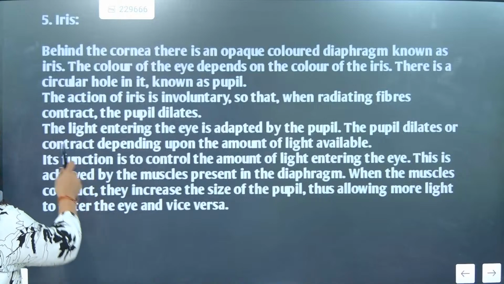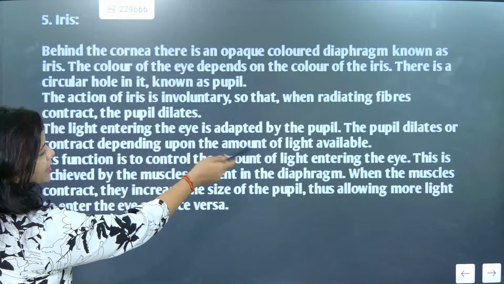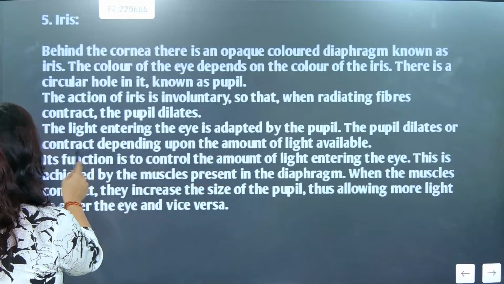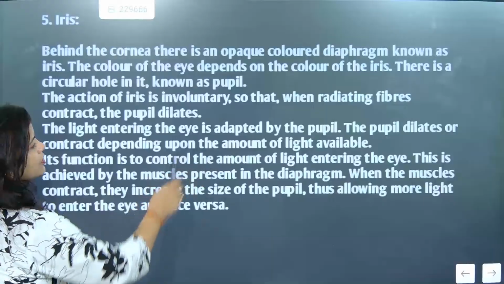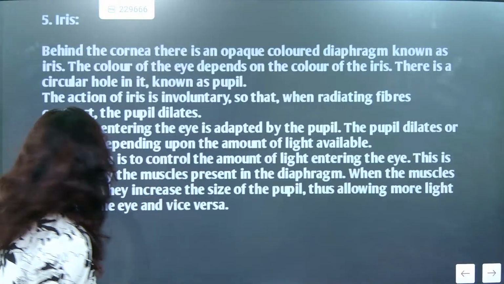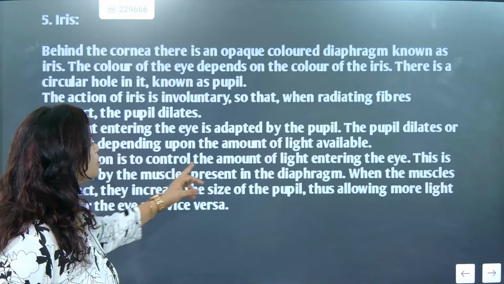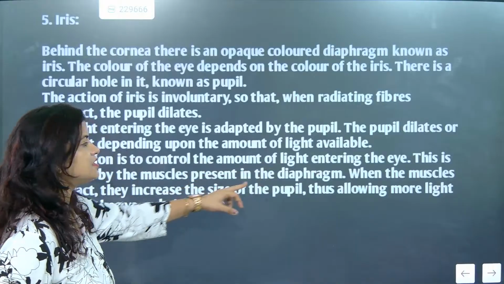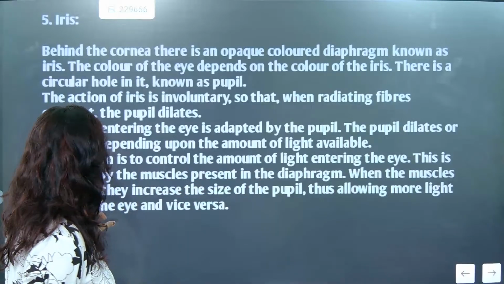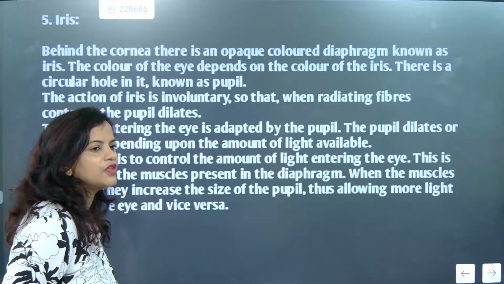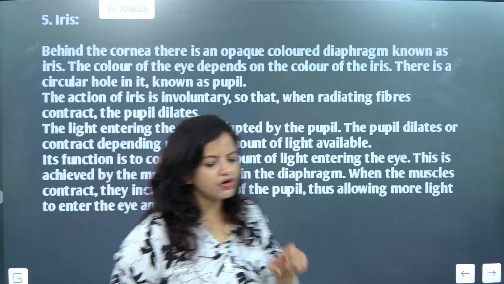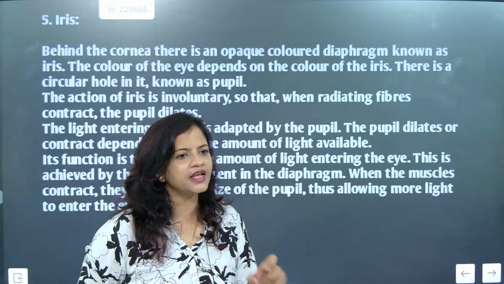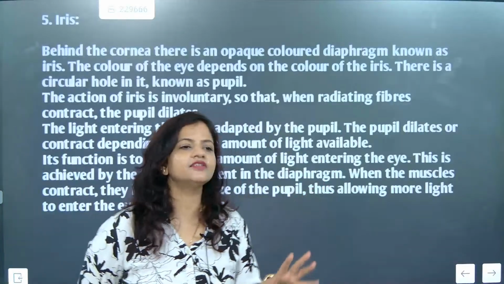The light entering the eye is adapted by the pupil. The pupil dilates or contracts depending upon the light available. Understood or not? Its function is to control the amount of light entering the eye. This is achieved by the muscles present in the diaphragm. When the muscles contract, they increase the size of the pupil. So who is contracting? The iris muscle is getting contracted and it is increasing the size.